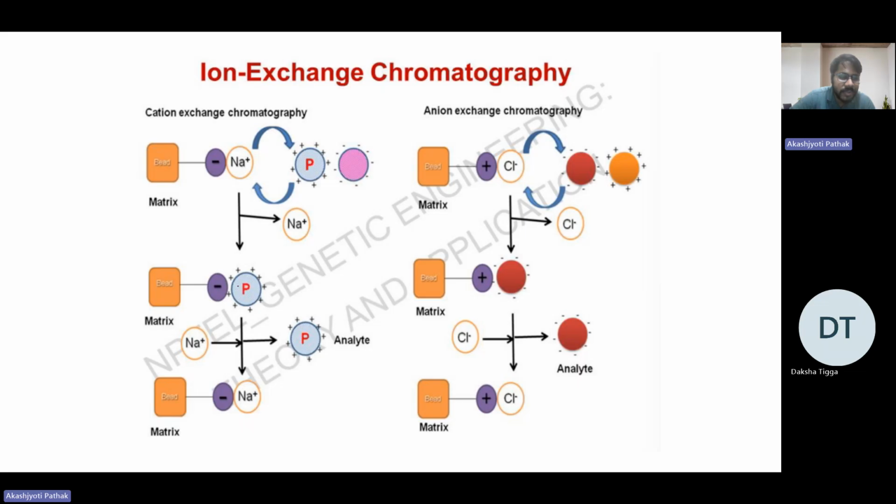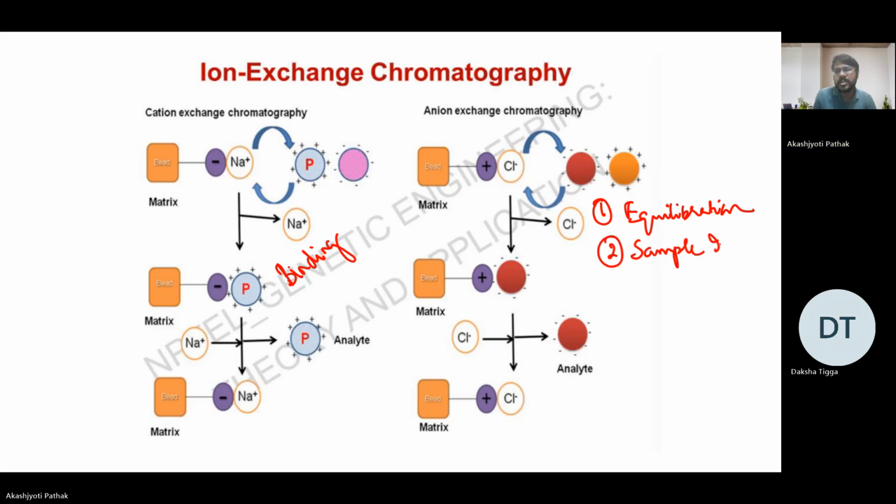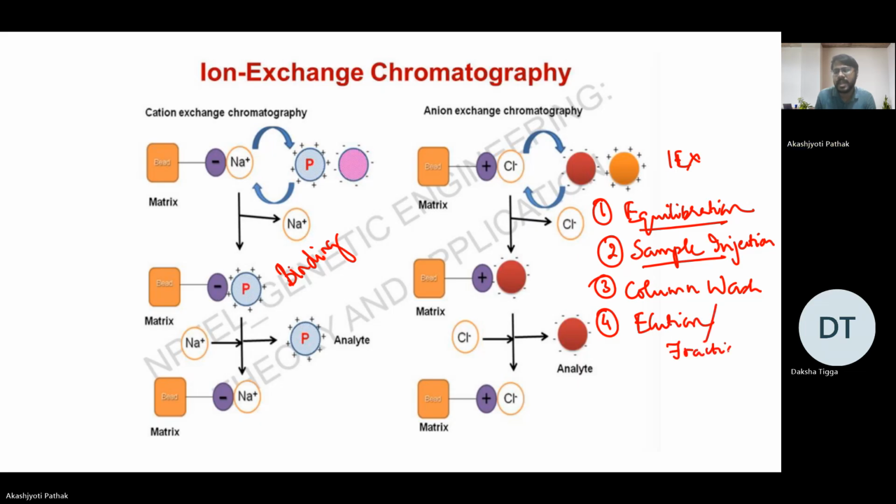So you see this figure. First there is binding. In any ion exchange chromatography, there are basically four steps. If you have used any chromatography instrument and have done ion exchange chromatography, you will know this. One is equilibration, then there is sample injection, then there is column wash. Column wash is done to remove the non-specific binding. Then there is elution, or we can also call this fractionation.